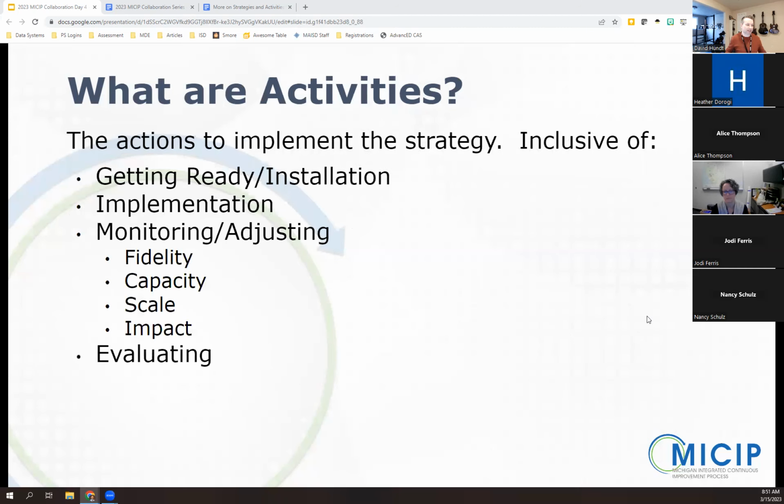So then what are the activities? The activities are really those actions that you're going to take to implement the strategy. So you might write some activities about getting ready or installing it.